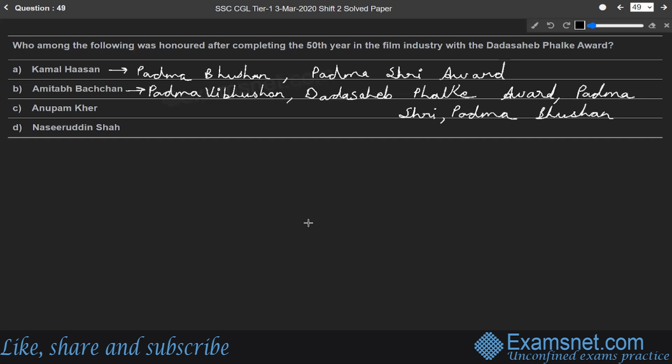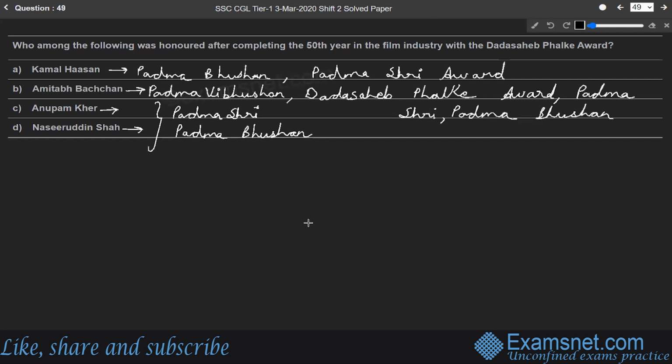So it is clear that for this question, the correct option is option B, which is Amitabh Bachchan. But let us have a look towards two others. The third option is Anupam Kher and the fourth option is Nasiruddin Shah. Both of them were honored by the Padma Shri and Padma Bhushan Award. So for this question, the correct option is Amitabh Bachchan.